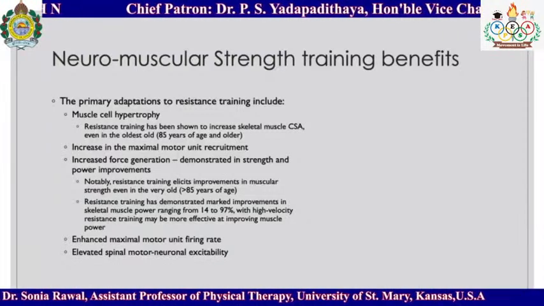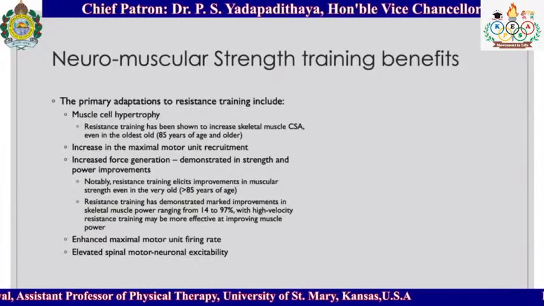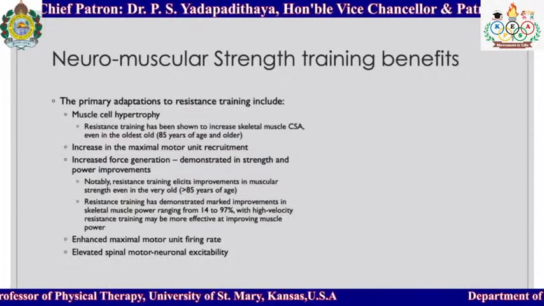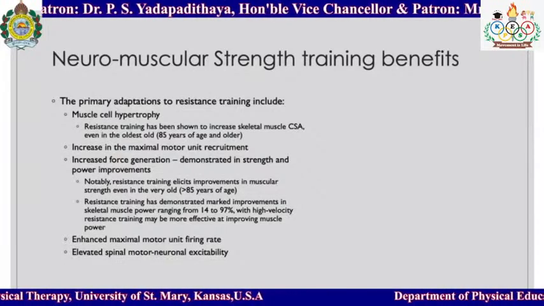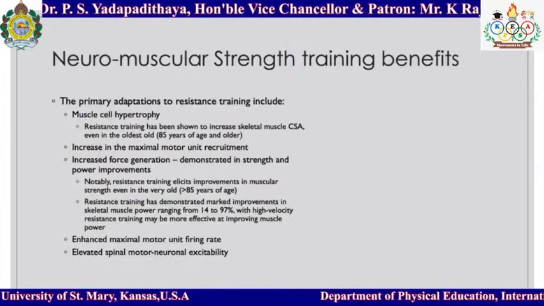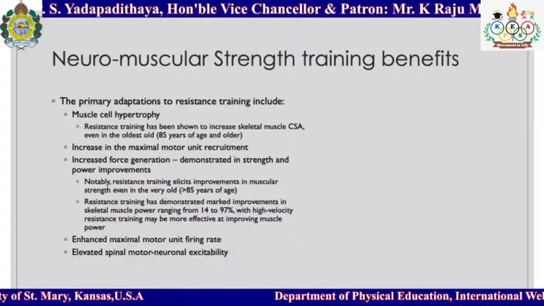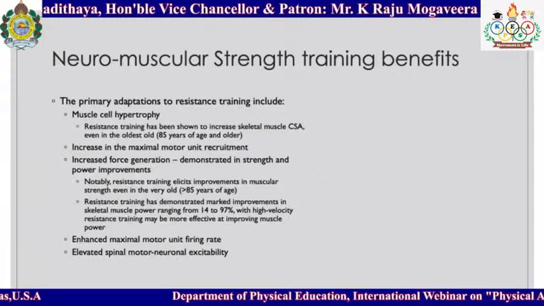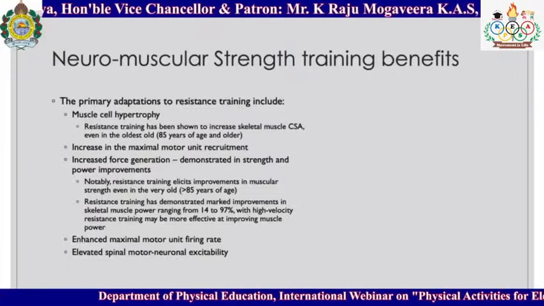We also see enhanced maximum motor unit firing rates and elevated spinal motor neuronal excitability, the exact opposite of all the things that we see happen with frailty and sarcopenia when we see those losses taking place. So again, our strength training is really going to attenuate all those different losses that we might have if we're not doing it. So, so very important for both ourselves as individuals and for our patients.